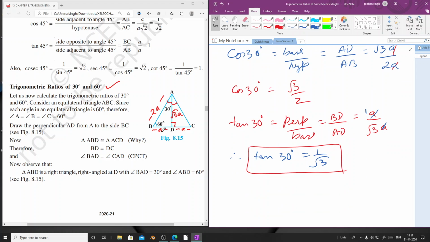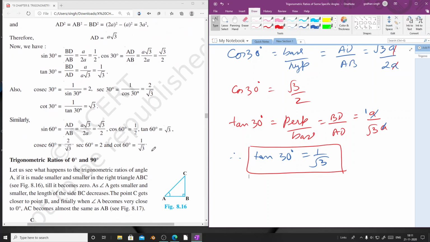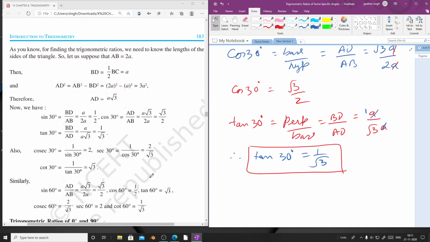And also you can obtain with the help of the same figure the values of sine 60 degree, cos 60 degree, tan 60 degree, and so on. So that you will try on your own. Here it is already given also. If you refer to the textbook, you can find the values of sine 60, cos 60, tan 60, cosec 60, and cot 60 degree. That is all given. And how will you obtain them? By the same method as I told you.